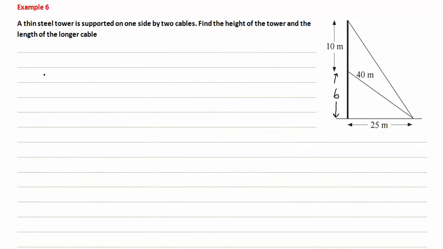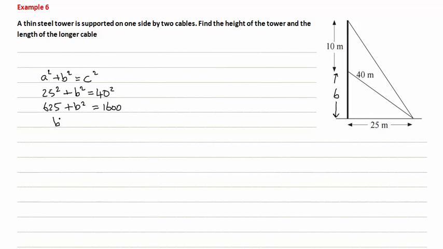So we have Pythagoras for the first triangle. We have A squared plus B squared equals C squared. A here is 25. So 25 squared plus B squared equals C squared, and C here is 40. 40 squared. Okay, so 25 squared is 625 plus B squared equals 40 squared. That's 1600.